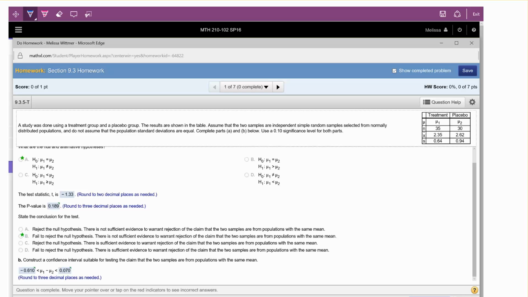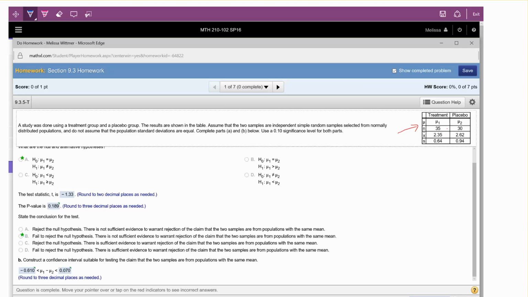For this example, I'm going to show you how to complete a hypothesis test and construct a confidence interval for a claim about two population means. And we're going to show you how to do this on StatCrunch. First we have a summary of a data set with two different populations. One was given a treatment, one was given a placebo. So we have our sample sizes, our sample means, and our standard deviations.